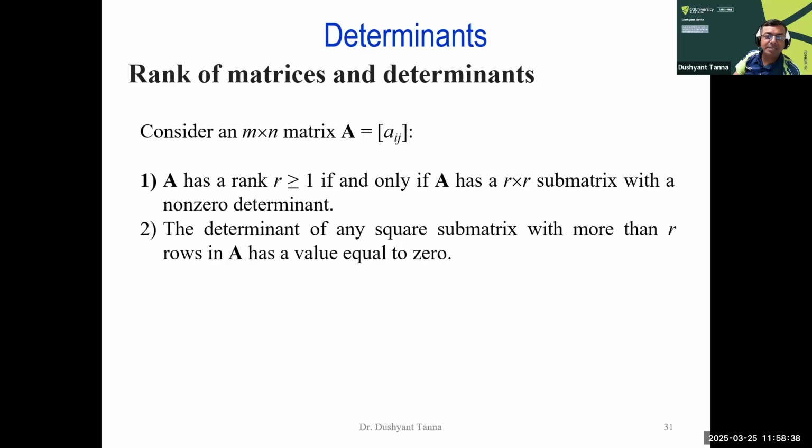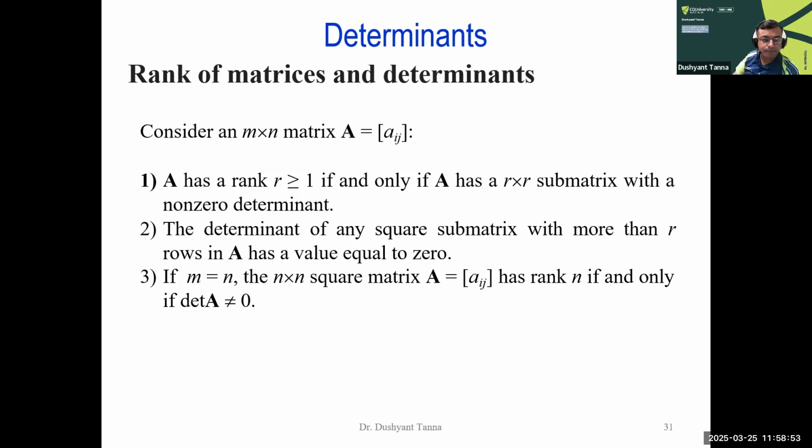The determinant of any square sub-matrix with more than r rows has a value equal to 0, right? So if you got about 4 rows, then obviously the value will be 0. Same thing said in a different way: rank will always be the same as or smaller than the minimum of m and n. So if it is a 5 by 3, rank will be maximum 3, right? It will be maximum 3.